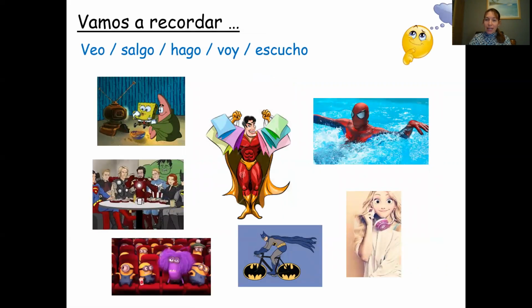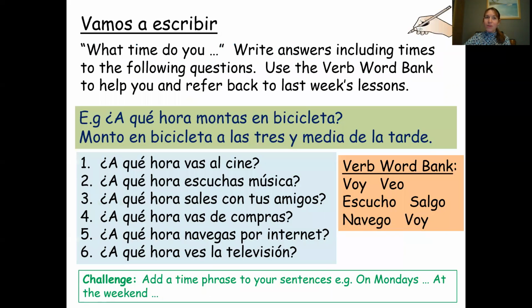So for our writing activity, which we'll do in a moment, I need you to remember, vamos a recordar, let's try and remember some of the activities that we spoke about in last week's lesson as regards free time. So we've got things here like veo la televisión, salgo con mis amigos, voy al cine, voy de compras, monto en bicicleta, voy a la piscina, and escucho música. This is just to jog your memory of some of the free time activities, because we'll be using those in our writing. Vamos a escribir.